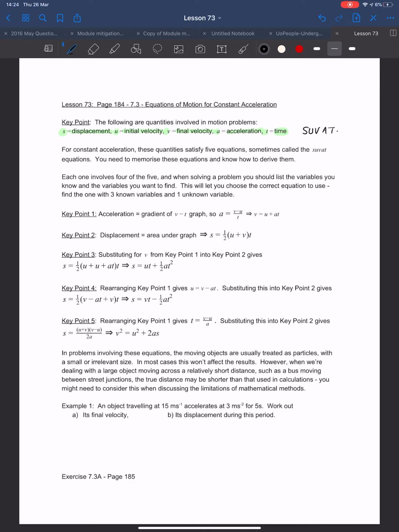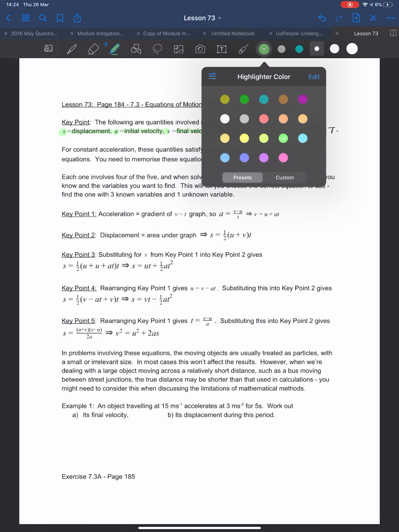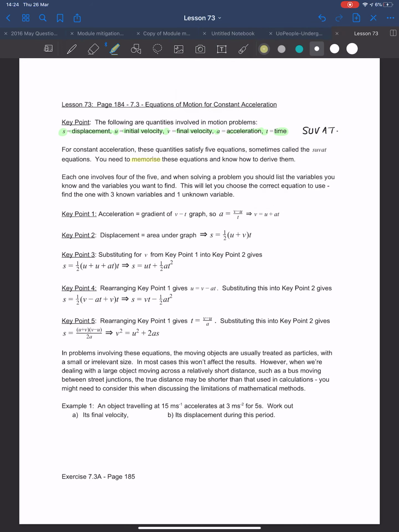For constant acceleration, these quantities satisfy 5 equations, sometimes called the SUVAT equations. You need to memorise these equations and know how to derive them. Well, I'd say at this stage, you just need to memorise them, because they're not given in your exam. Deriving them, that's the sort of thing teachers have to do, although you might have to do that next year, but you definitely don't have to do it this year.